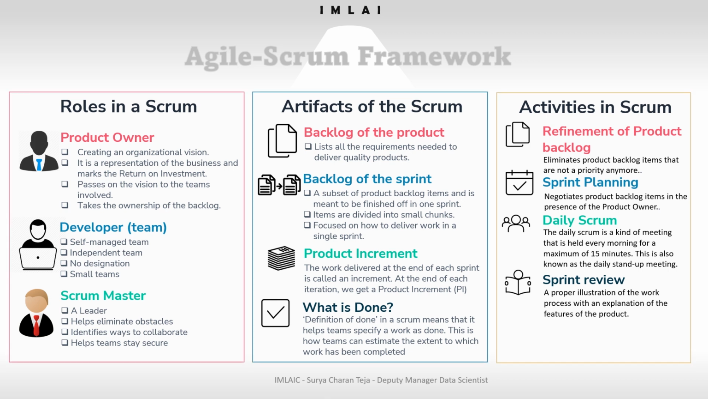It's a proper illustration of the work process with an explanation of the features of the product. In the sprint review, a meeting is called by the scrum master, attended by the teams involved and all the stakeholders, to discuss the product developed and the work process followed. That's our sprint review. Then the next activity, of course, it's not the last.